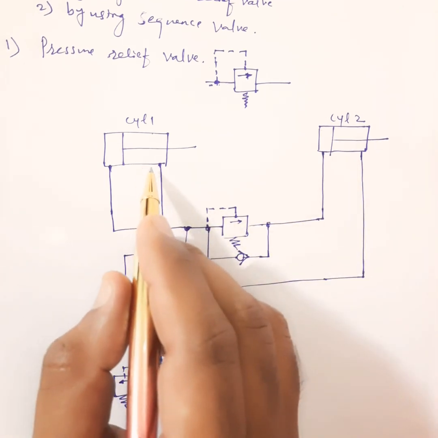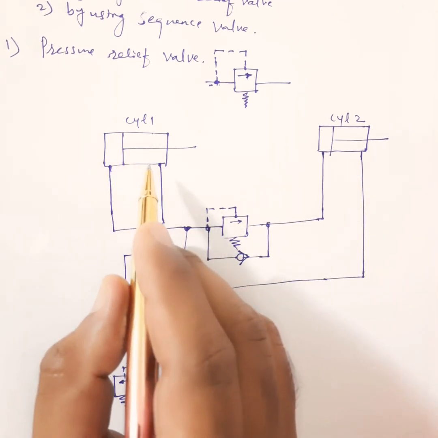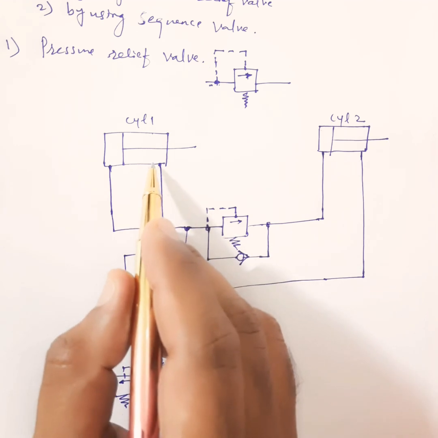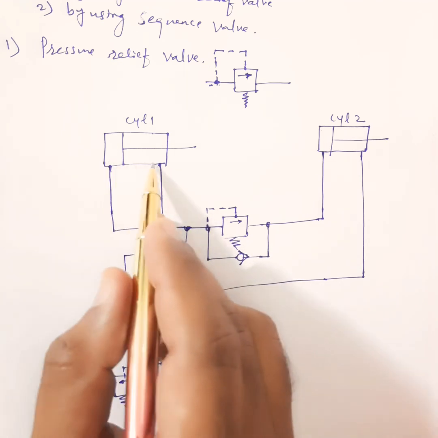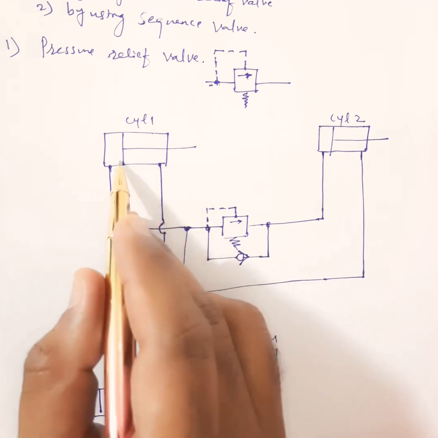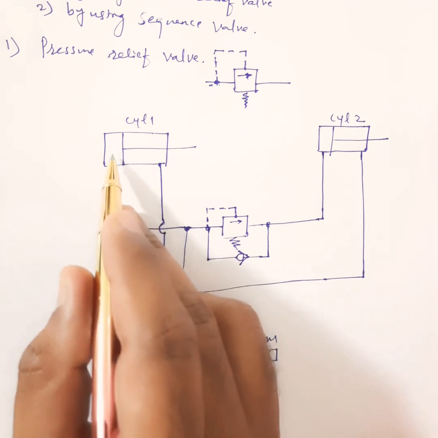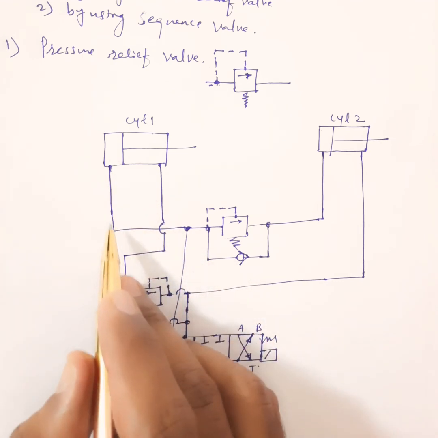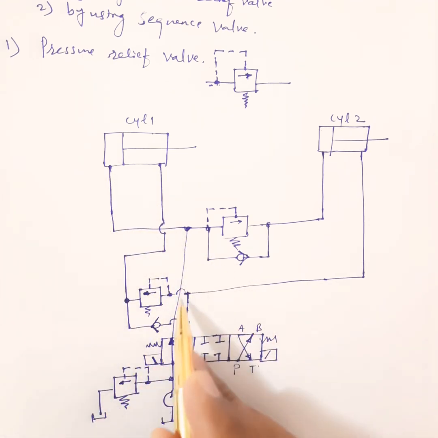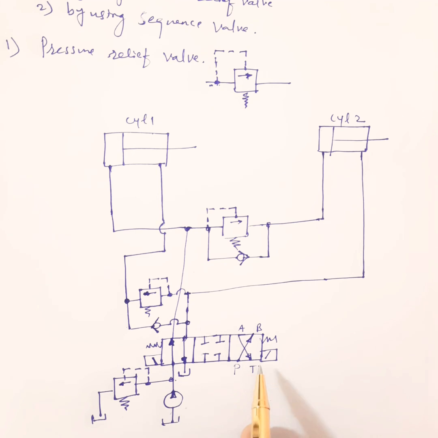Now we'll talk about the retracting motion of cylinder 1. So when piston 1 starts moving in reverse direction, or starts retracting, in that case the return fluid from the piston side should go to the tank. So here it is directly connected to the tank, so there is no issue here, you don't need to install anything. Okay, so in this way your forward and return motion of the sequencing circuit will take place by using a pressure relief valve.